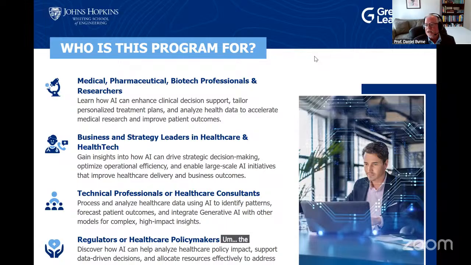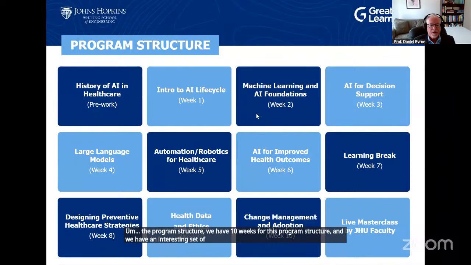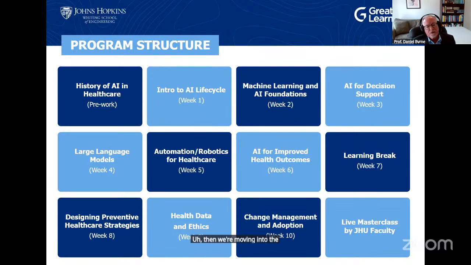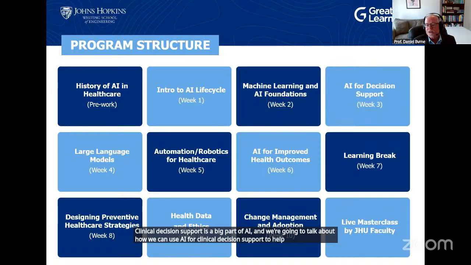The program structure: we have 10 weeks for this program. And we have an interesting set of lectures here. We're starting off with the history of AI. Then we're moving into the intro to the AI life cycle. We're going to talk about machine learning and AI foundations. Clinical decision support is a big part of AI, and we're going to talk about how we can use AI for clinical decision support to help physicians improve patient outcomes. And it sounds like a simple idea, but many clinical decision support AI tools have not been successful. And based on our experience, we'll help you learn the nuances of moving down the last mile there.